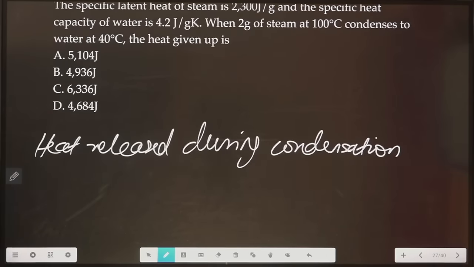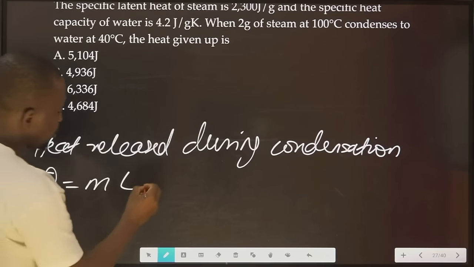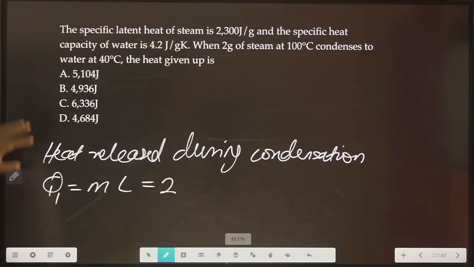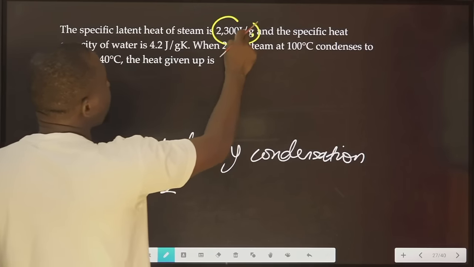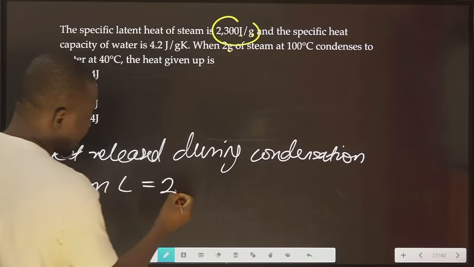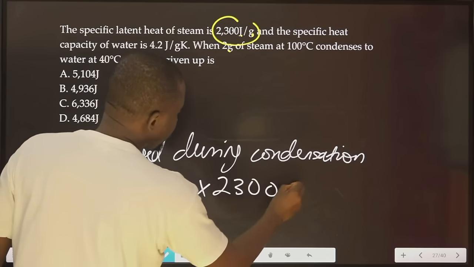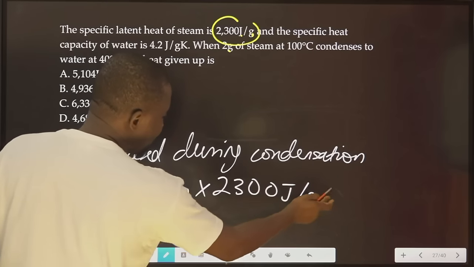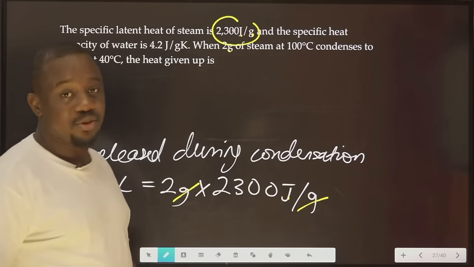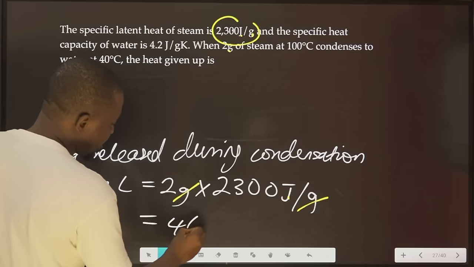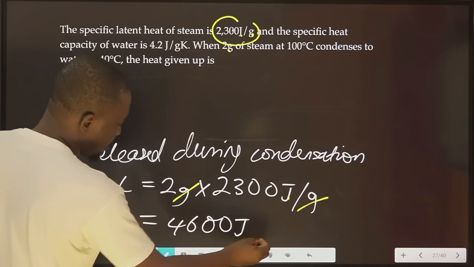Let's work on this. We are going to say the first heat is equal to mL. What is m? It's 2 grams. We are going to leave it in grams. Why are we not converting? Because this is per gram. If we multiply these two, that is 2 grams multiplied by 2300 joules per gram, the grams will cancel and only joules will remain. So no need to convert to kg. If you multiply this now, you agree with me, we're going to have 4600 joules. This is the first one.